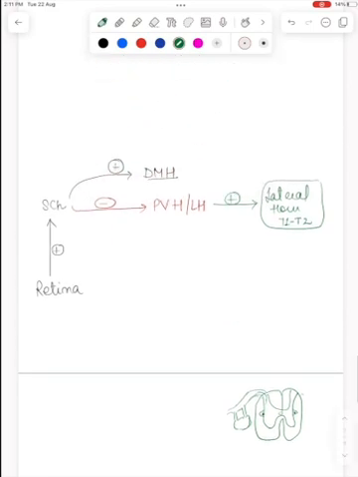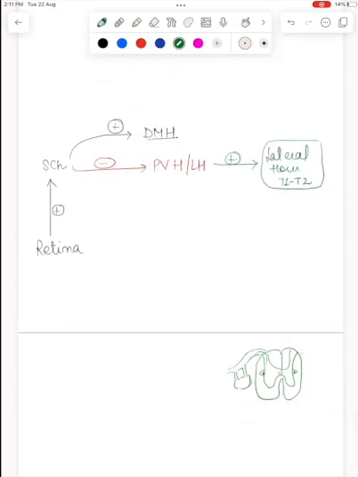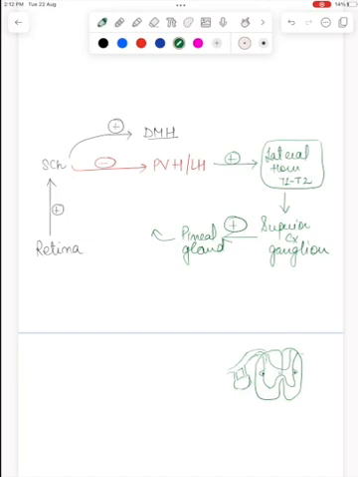So from here, these paraventricular hypothalamic cells are going to stimulate the lateral horn, through which the autonomic fibers will originate, travel within the sympathetic chain and go towards the superior cervical ganglion. And from the superior cervical ganglion, there will be stimulation of the pineal gland, which in turn releases melatonin, and melatonin in turn has an inhibitory effect on the suprachiasmatic nucleus.